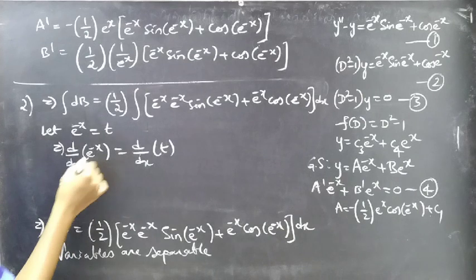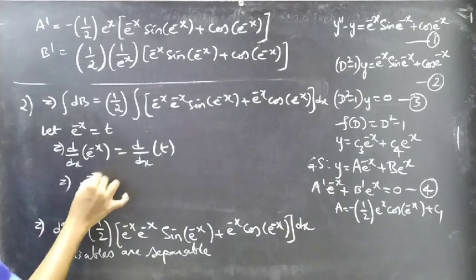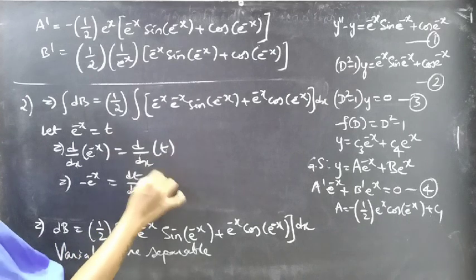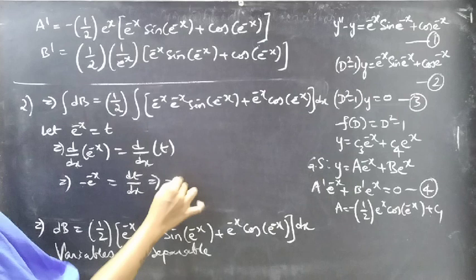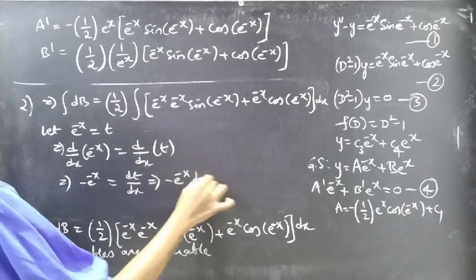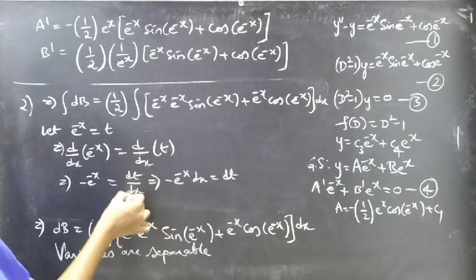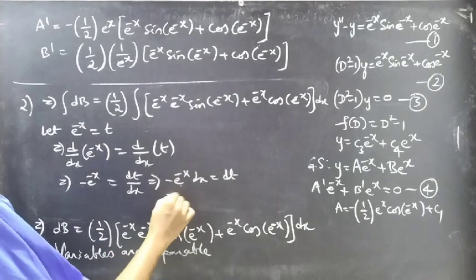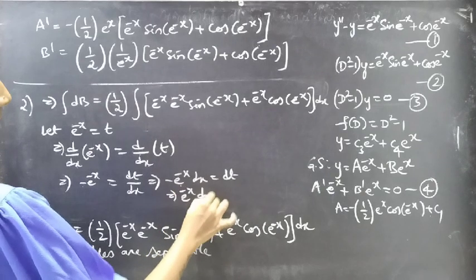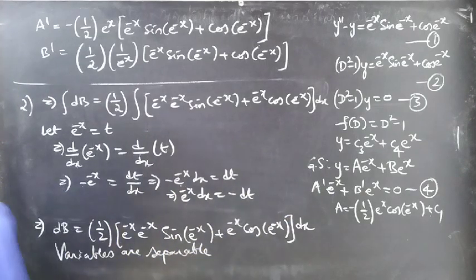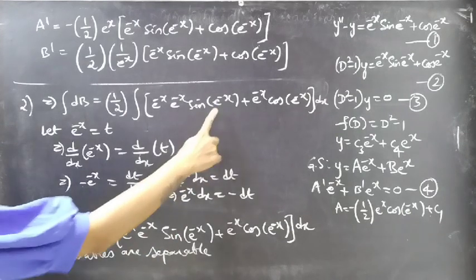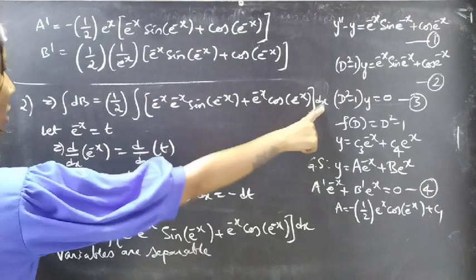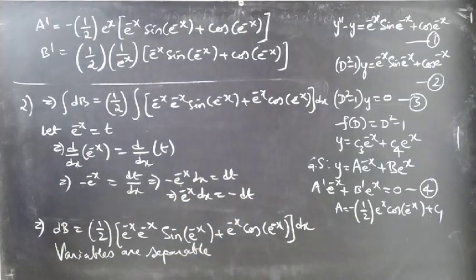We'll get derivative of e power minus x with respect to x is minus e power minus x equal to derivative of t with respect to x is dt by dx. This gives us minus e power minus x into dx equal to dt. We'll just bring this dx to LHS. Then we'll get minus e power minus x dx equals to dt, or we can write this as e power minus x dx equal to minus dt, right? So now let's replace e power minus x with t and e power minus x dx with dt, minus dt.